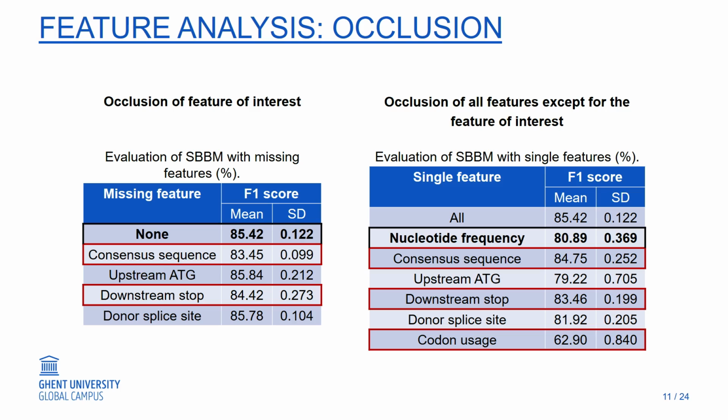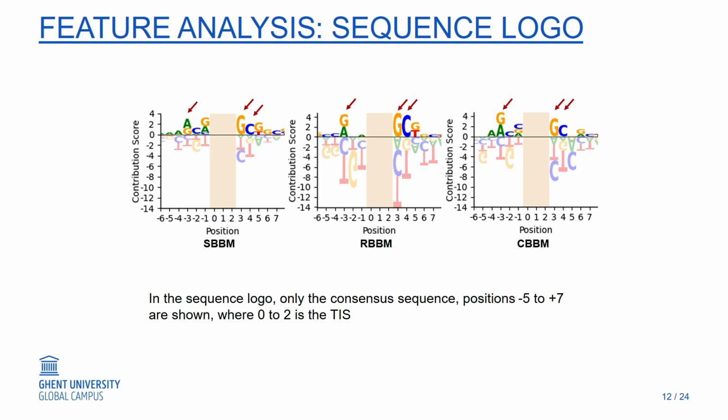And from the results, you can see that the consensus sequence and downstream stop codon are positively influencing features, along with nucleotide frequency. On the other hand, codon usage is an unexpected result. It has a very low F1 score. One possible reason for this is that the model might be able to learn different k-mers and not just 3-mers or codons. We also generated sequence logos for the consensus sequence.